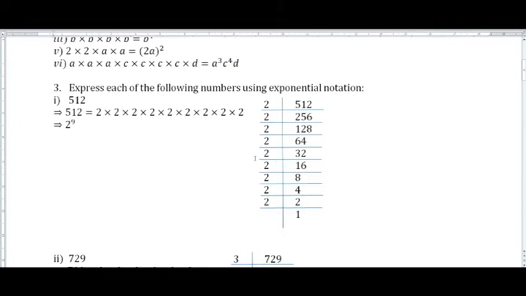Okay. So we are going to see the divisors of that number 512 here. How many times is 2 there? 1, 2, 3, 4, 5, 6, 7, 8, 9. So we are going to write this as 512 is equal to 2 into 2 into 2, 9 times. So that means 512 is equal to 2 to the power 9. That is how we are going to do.